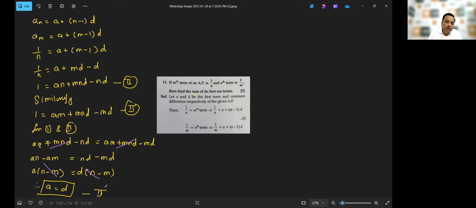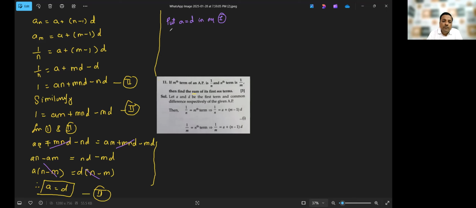This is equation number 3. Now what to do? हम क्या कर सकते हैं अभी? We have to put this value. Put a is equal to d in equation 1. Equation 1 में put up करके d निकालते हैं.